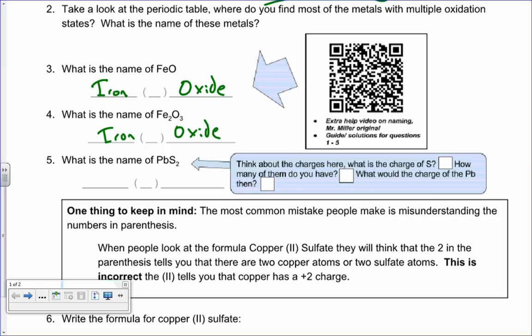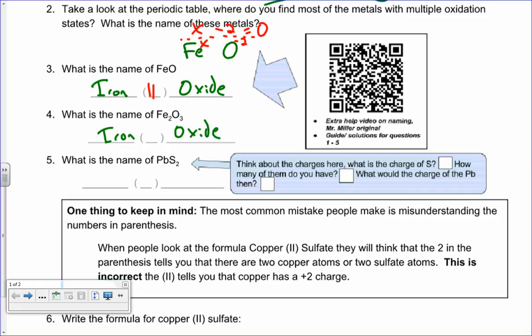So if we have Fe and O, we know a couple things already. We know that oxygen's oxidation state is -2, and we want the oxidation states to equal 0. So we're looking for Fe's oxidation state, so it's going to be x minus 2 equals 0. So x has to equal 2. So this is going to be iron(II) oxide.